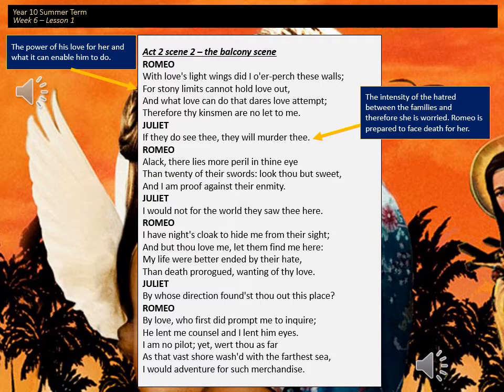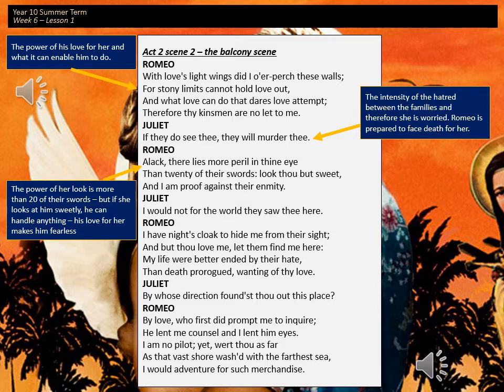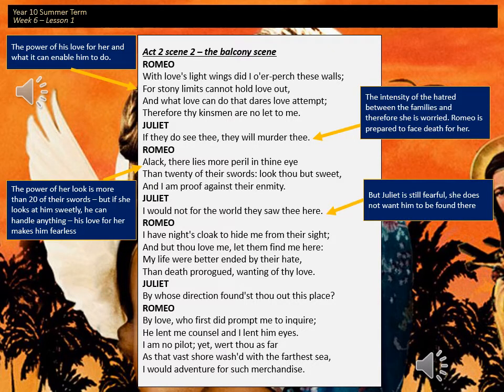Then I might think about the fact that Romeo describes the power of Juliet's look. Okay, the fact that her eyes are more powerful than 20 of their swords, and therefore if she looks at him sweetly, he can handle anything. So again, his love for her makes him fearless. He feels like he can do anything. But Juliet is still fearful. She does not want him to be found there. Okay, she's worried about him.